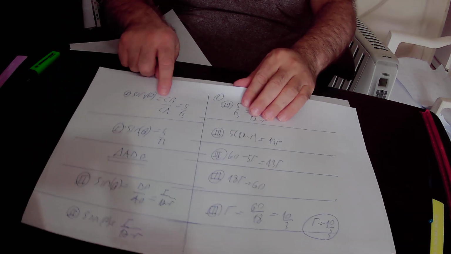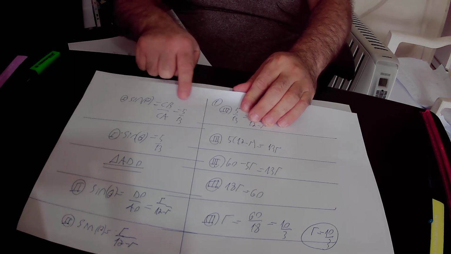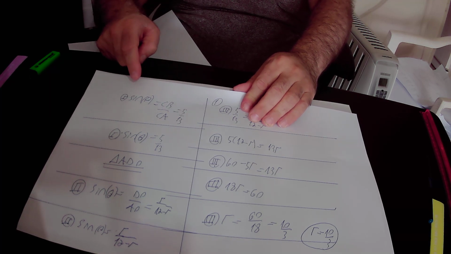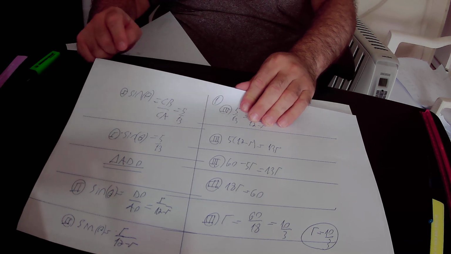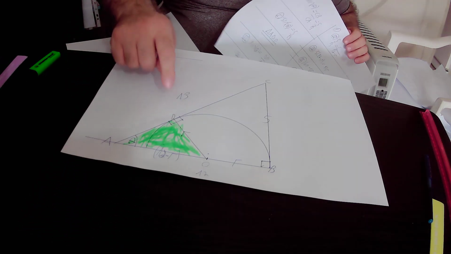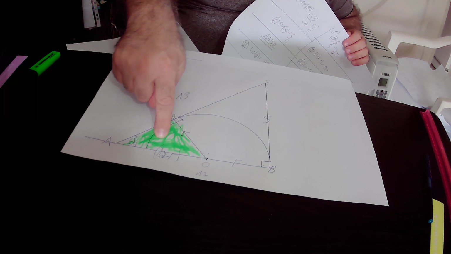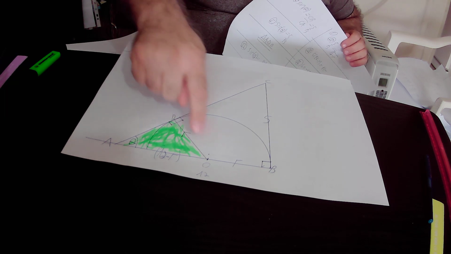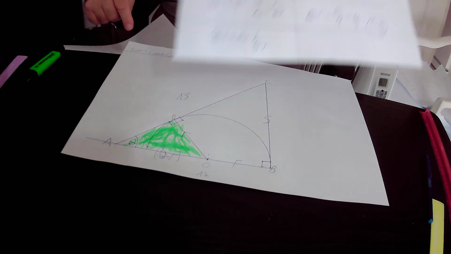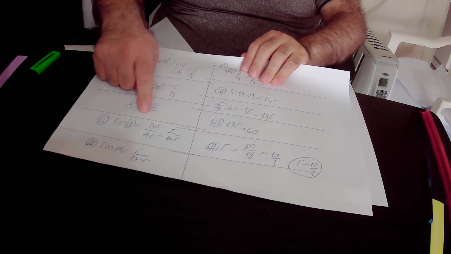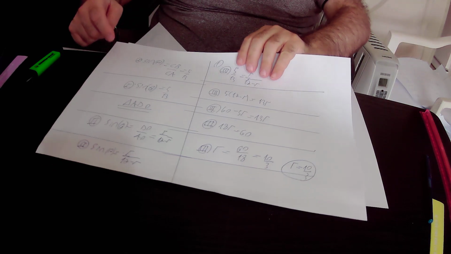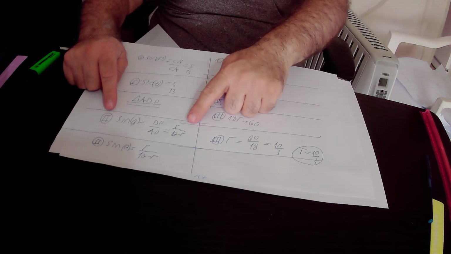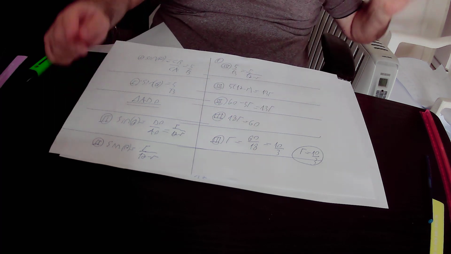Sine theta equals CB over CA. CB is 5, CA is 13. So in conclusion, we found out that sine theta equals 5 over 13 according to equation number 1. Then we focused on the green right triangle. Here, sine theta equals DO over AO. DO is R. AO is 12 minus R. So we found out that sine theta equals R over 12 minus R according to equation number 2.